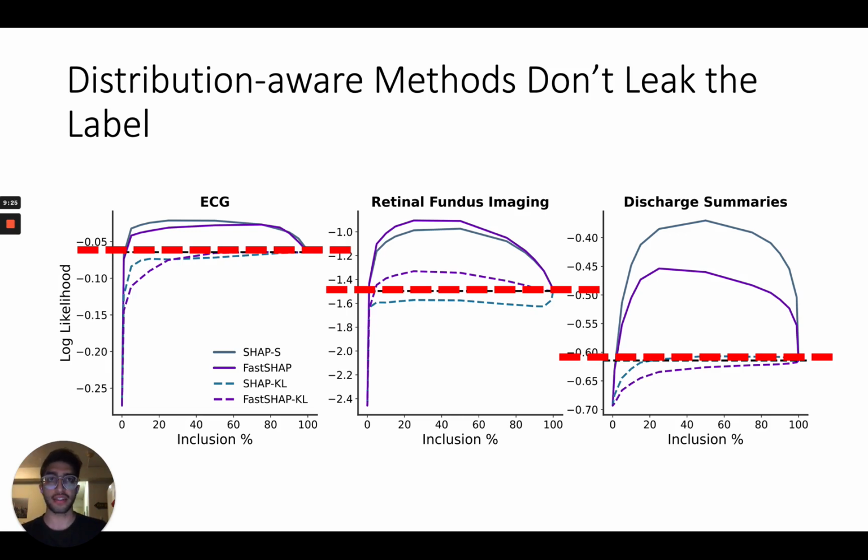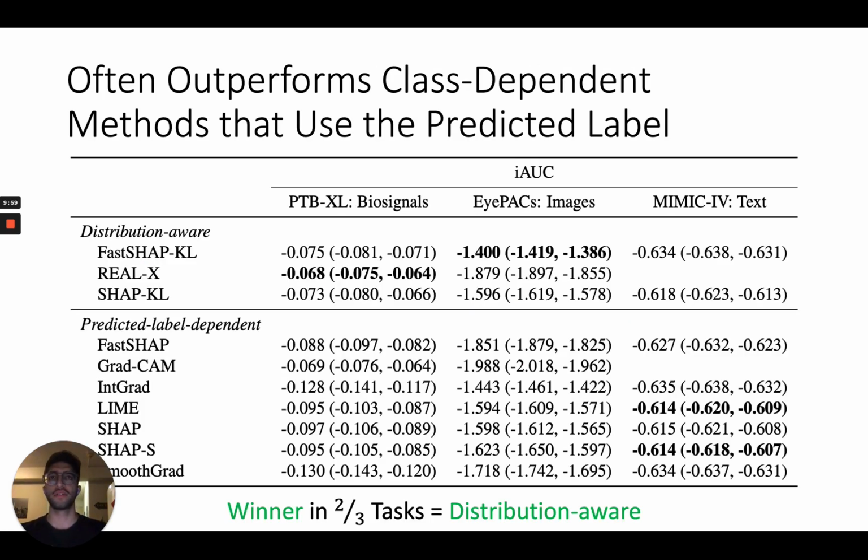Looking at the same three datasets, we see that the distribution-aware Shapley value estimators stay below the predicted performance given all the features, indicating that they do not leak the label. This is to be expected given that they generate explanations without additional information about the label. Finally, we converted class-dependent methods to class-independent methods that cannot leak the label by selecting the explanations corresponding to the predicted class instead. We found that distribution-aware methods outperform the other methods on 2 out of 3 medical tasks, suggesting that they are a better bet when high-quality explanations are desired.